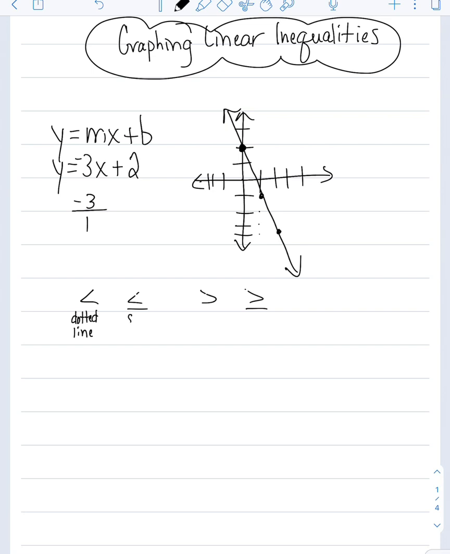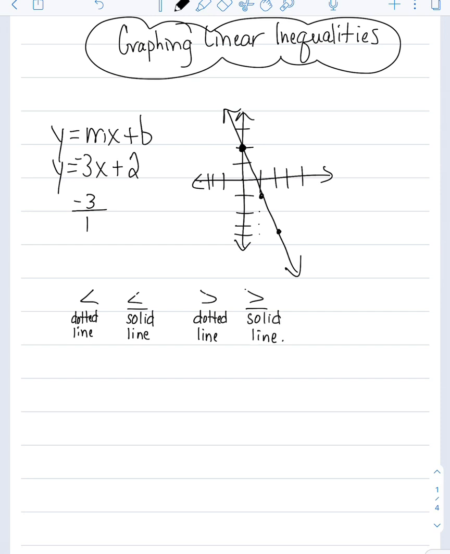If there's a line under it, like less than or equal to, you would graph the equation using a solid line. Same thing with greater than. Greater than would have a dotted line, and greater than or equal to would have a solid line.